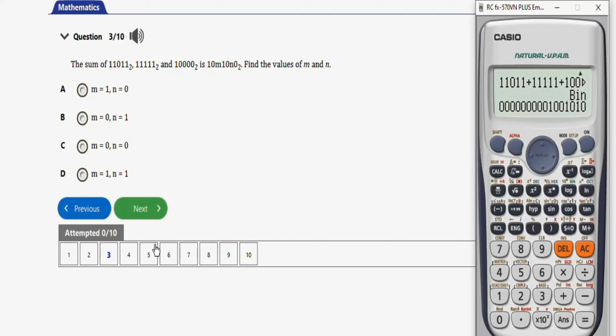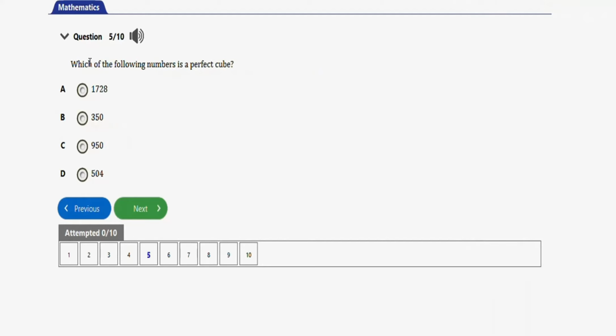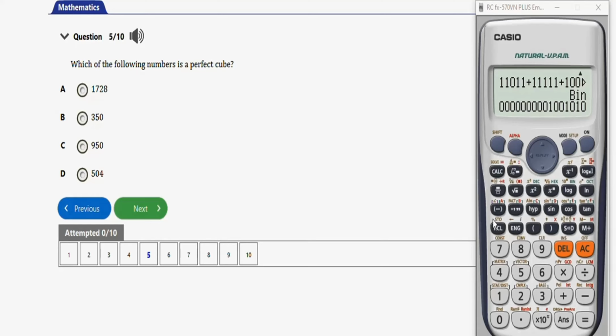Let's look at the next question, which is this one. It says which of the following numbers is a perfect cube? To solve this, guys, let me show you how you can do it with the calculator. This is not under number base, but let's just solve it. Press mode, go for 1. So let's check the cube root of option A and see if we're going to have an integer.